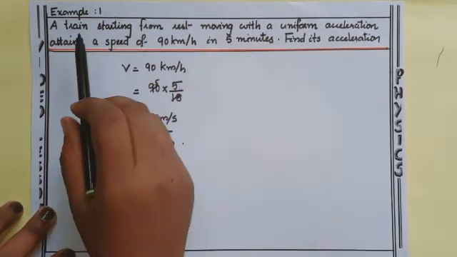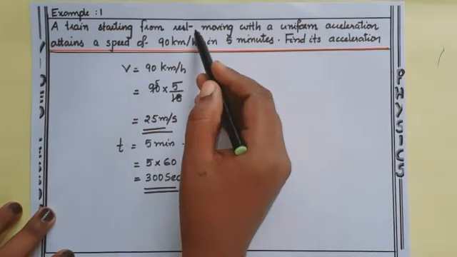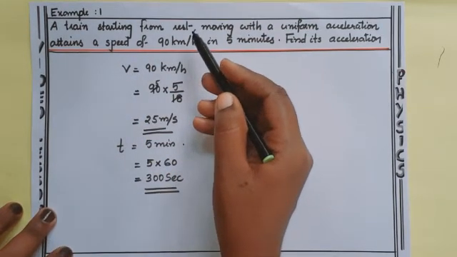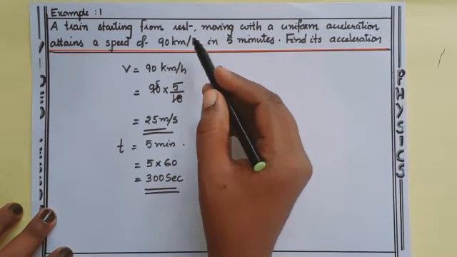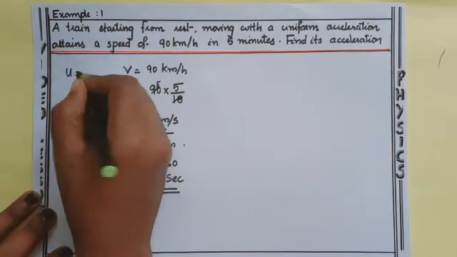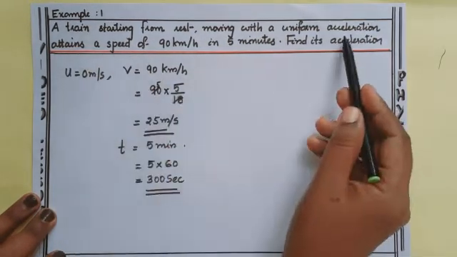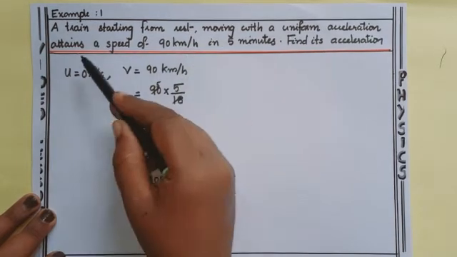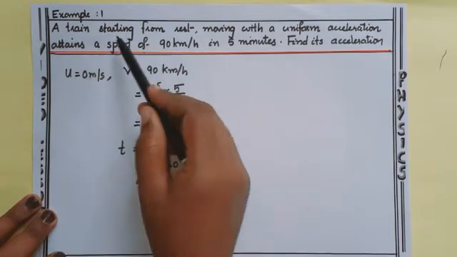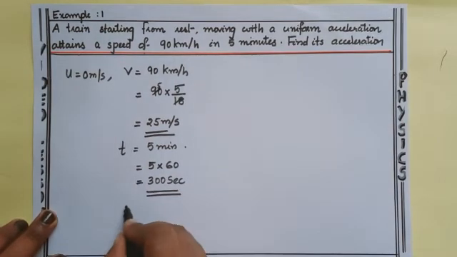What do you want to find out? Acceleration. Now consider the question: a train starting from rest. There we had discussed, when an object starts from rest, which velocity is taken as 0? Now a train is starting from rest, so the initial velocity is equal to 0 meter per second. The final velocity is the speed it attains, 90 km per hour, which is 25 meter per second. And the initial velocity is 0 meter per second. So then find the acceleration.